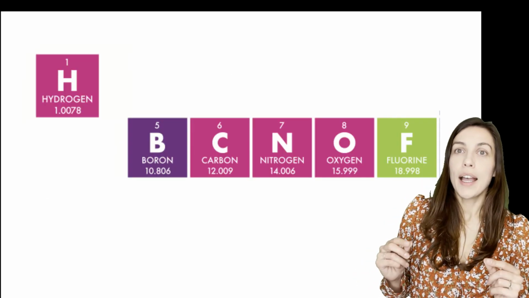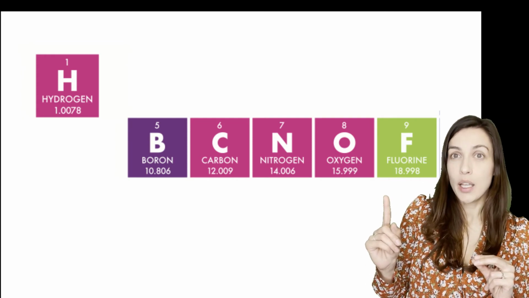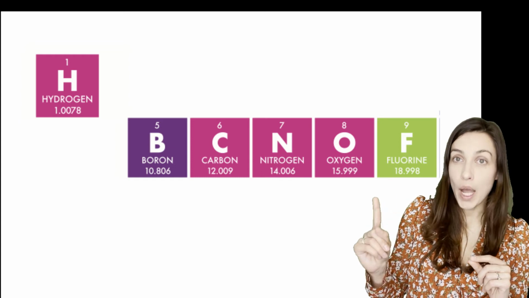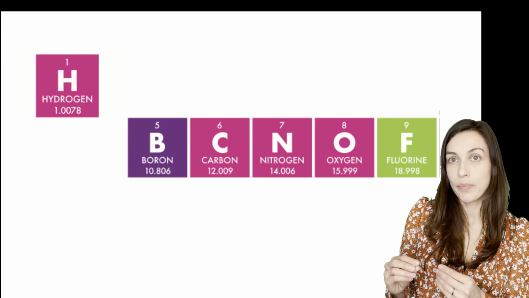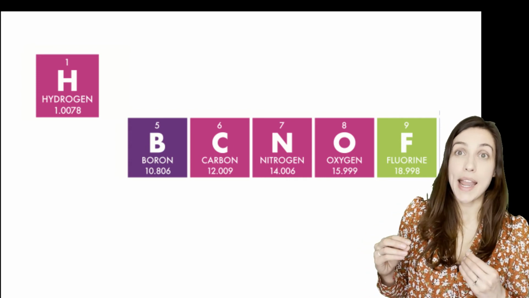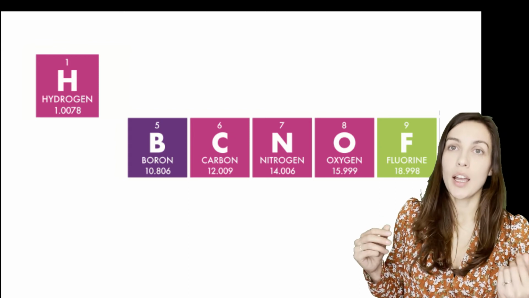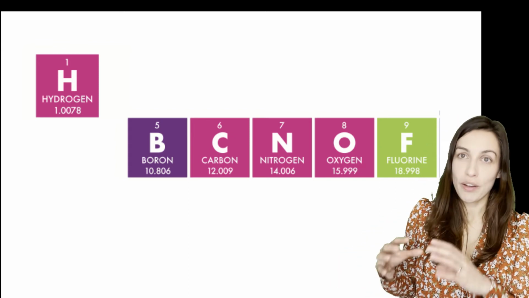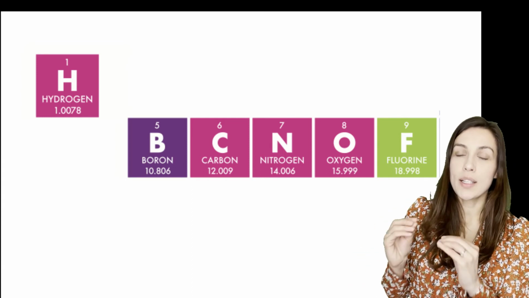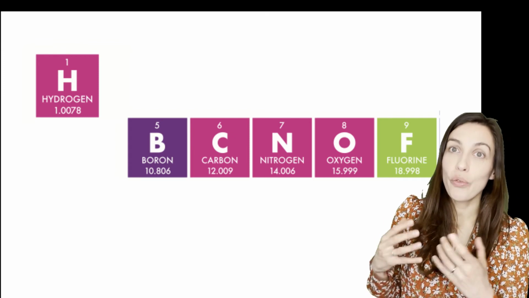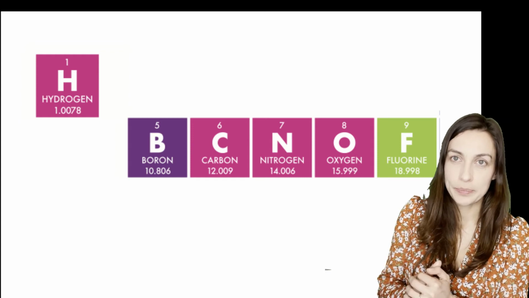So if an atom has 1 proton inside of its nucleus, meaning it has the atomic number 1, then it is by definition a hydrogen atom. If an atom has 8 protons inside of its nucleus, which gives it atomic number 8, it is by definition an oxygen atom. So the number of protons inside of a nucleus of an atom define that atom as an atom of a particular chemical element.